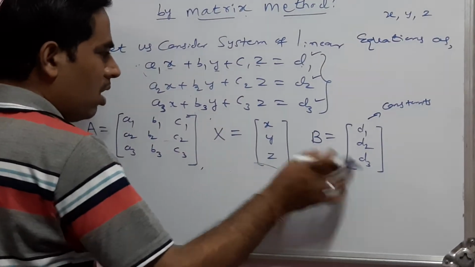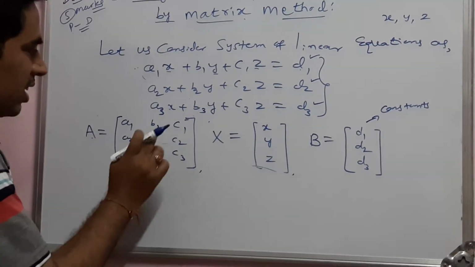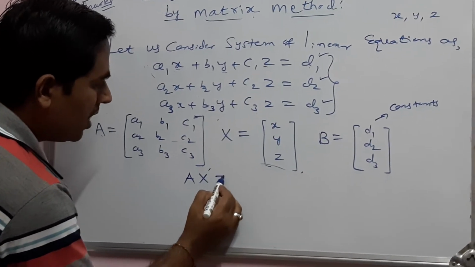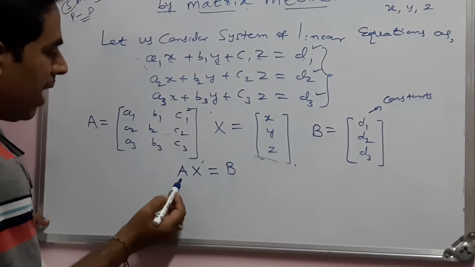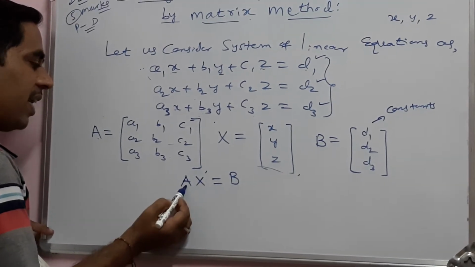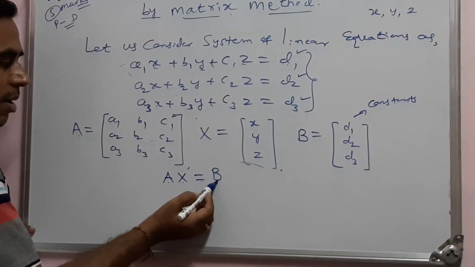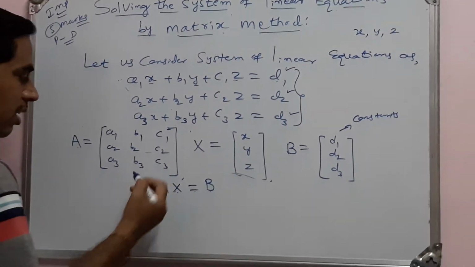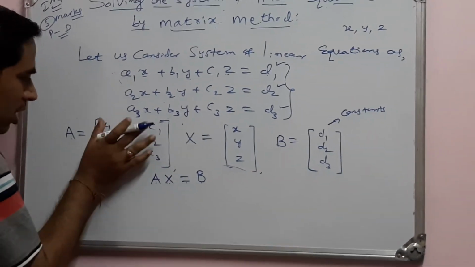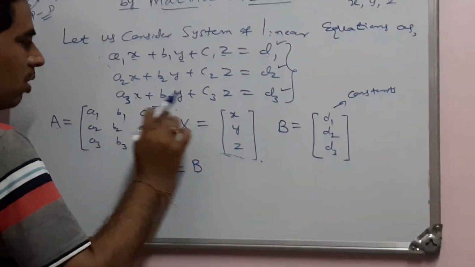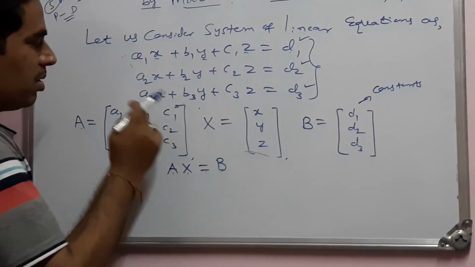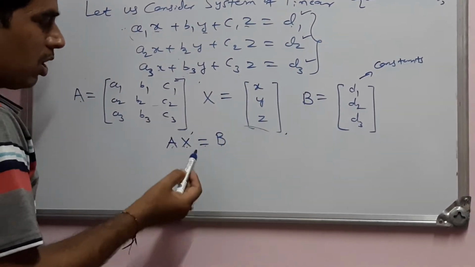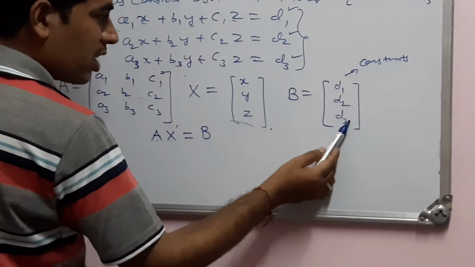How many matrices have I written? Three matrices. If I write an equation AX is equal to B, the matrix multiplication of A and X, with B on the right hand side, does it hold good? Let me verify here. This is A into X: first row, first column, second row, first column, third row, first column. That is the left hand side, which should be equated to matrix B.